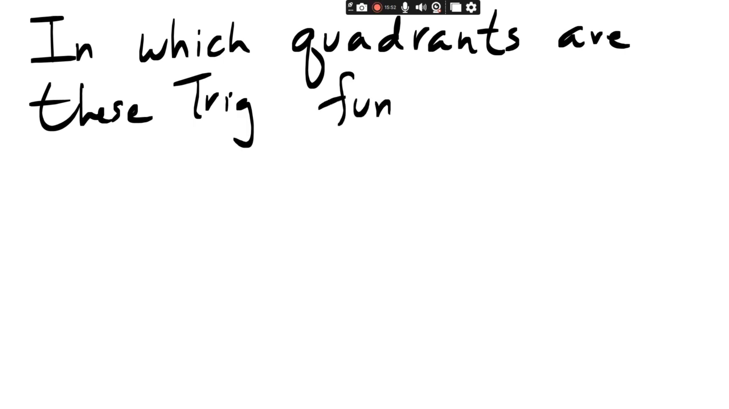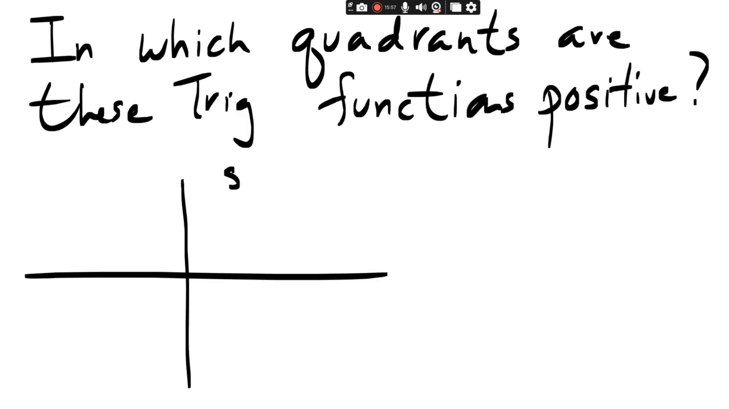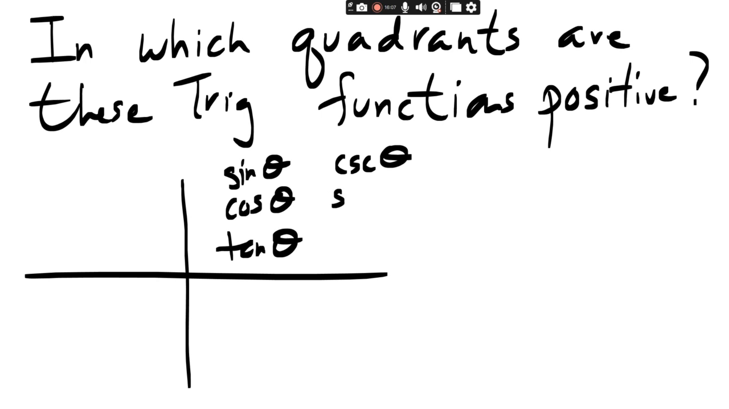So here's what we've got to do. In which quadrants are these trig functions positive? So quadrant one, oh, that's easy. We're going to write like this. Is sine positive in quadrant one? Yeah, because it's positive, positive. Tangent is positive. Yep, everything is positive because quadrant one consists of all things positive x and positive y, right? You can never get a negative anywhere there.